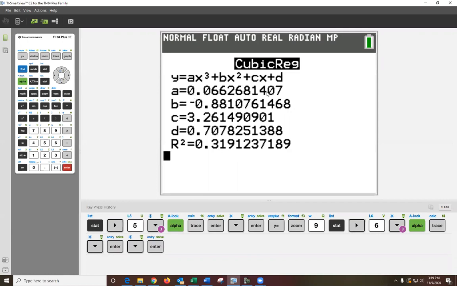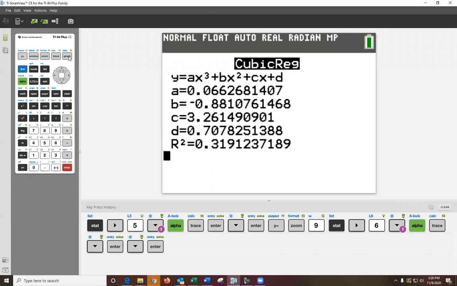And the cubic function that best fits the data we entered would be y equals a, which is 0.07x cubed. I'm rounding off to two decimal places again. Plus b, which would be negative 0.88x squared, plus 3.26x, plus 0.71.